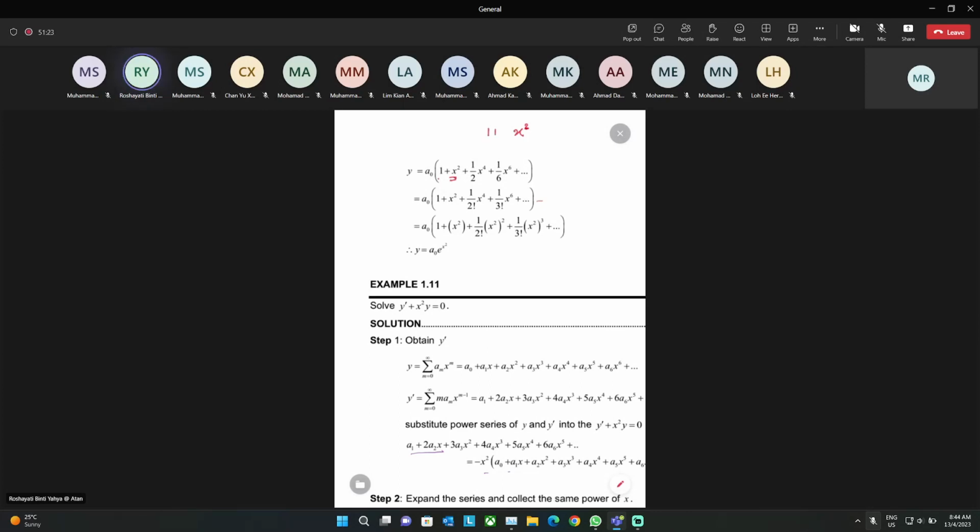here 1 plus x squared over 1 factorial plus x squared to the power of 2. This is actually to the power of 1 over 1 factorial. Here x squared to the power of 2 over 2 factorial plus x to the power of 2 and then power of 3 over 3 factorial, plus dot dot dot.